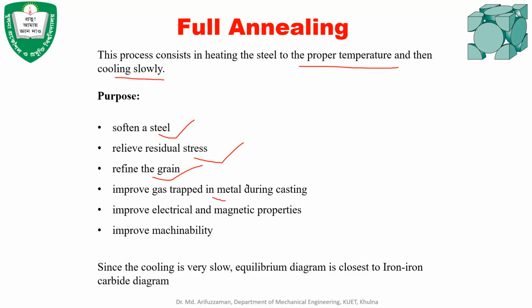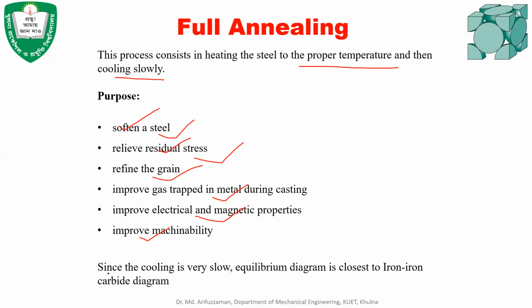Improve gas trapped in the metal during casting. During casting, there is a possibility of gas trapping; we saw that blowholes or pinholes are present in the cast product, and those can be removed with the help of annealing. Those gases can be released from the metal. Improve electrical and magnetic properties and improve machinability. So these are the purposes for conducting annealing: mostly to soften the steel for machinability, or to increase the ductility, or to relieve the residual stresses.